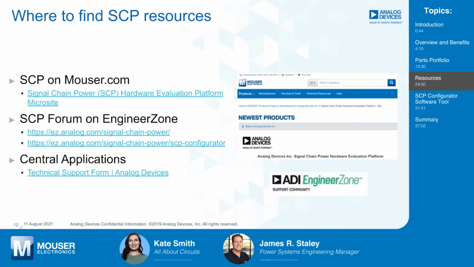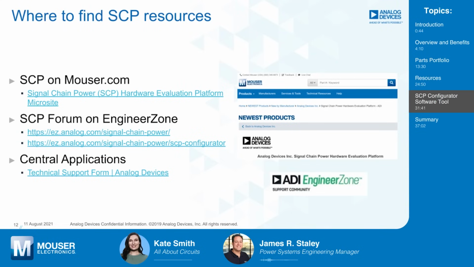Sure. So let's see. I guess we should start with where you can find these SCP resources. There's scponmauser.com, the signal chain power hardware evaluation platform microsite. You can get the configurator tool there. If you run into any problems, there's an SCP forum on Engineer Zone on the analog.com domain. If that still doesn't answer any questions, there's always central applications.